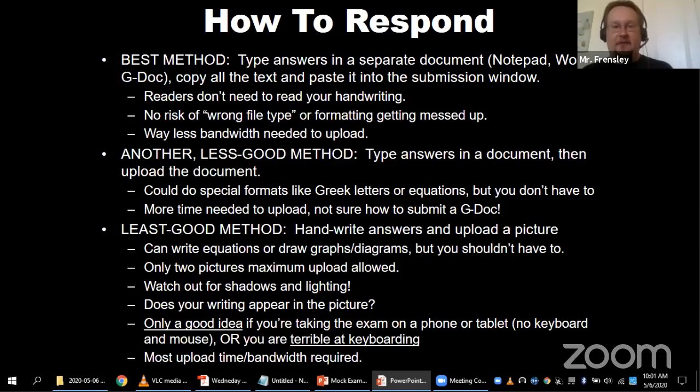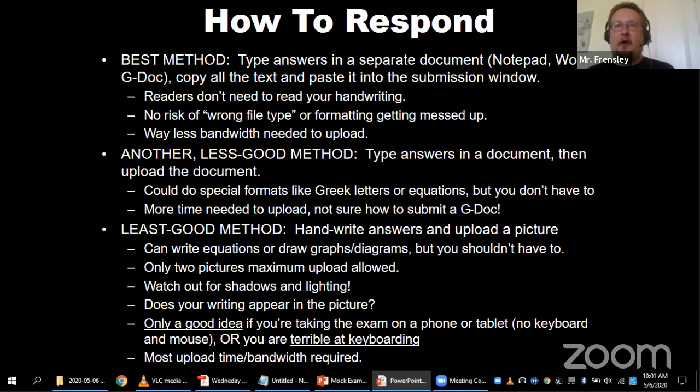I don't like the idea of typing the answers in a document, then uploading the document. While you could use special Greek letters or equations, those can be corrupted by the time they get to us. I've had students turn in lab reports with fancy diagrams and stuff in them, but when it gets to me, they look ugly or they just don't load or whatever. I don't even know how you would do it with a Google Doc, so I'm not really hot on that.